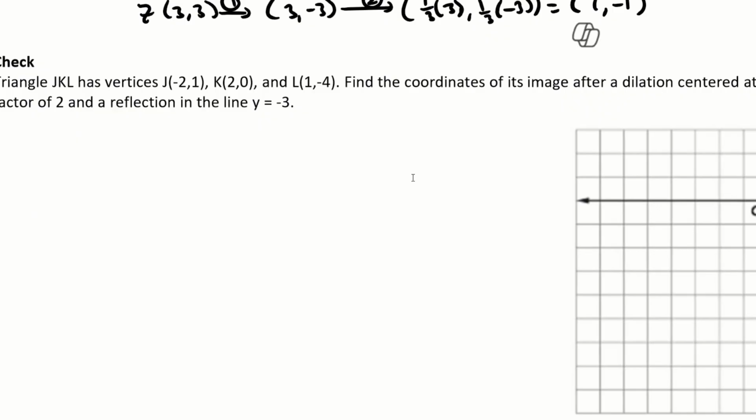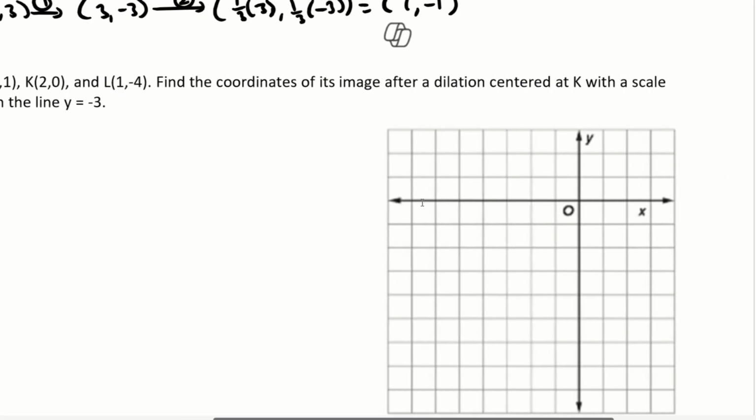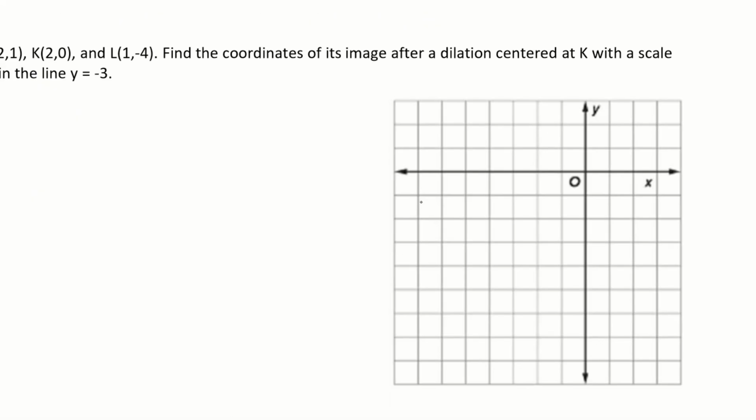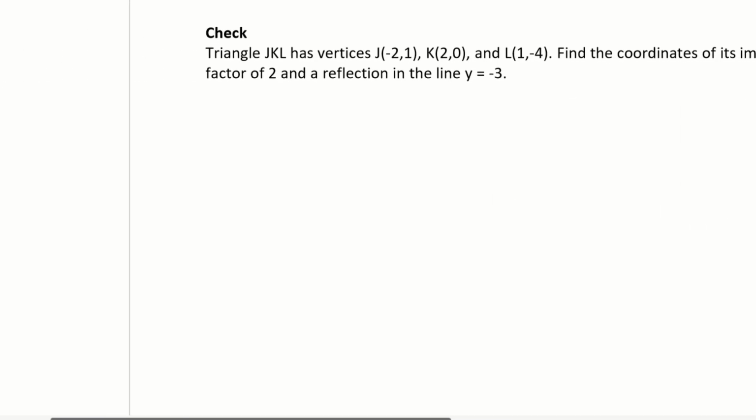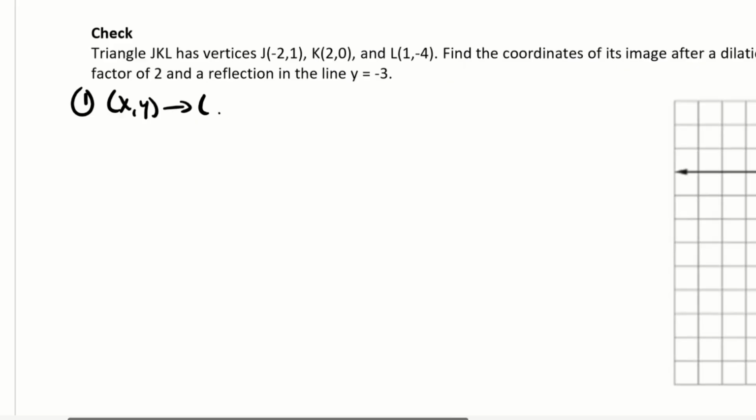All right, so let's go ahead and try this problem. Probably easier to actually graph these. So we get negative 2, 1. That's J. K is 2, 0. And L is 1, negative 4. All right, so there's our triangle. And we want to find the coordinates after a dilation centered at K, scale factor of 2. Okay, so scale factor of 2. So that means that we're going to multiply. Oh, and we're doing it about K, right? That's what it says. Centered at K. Okay, yeah.